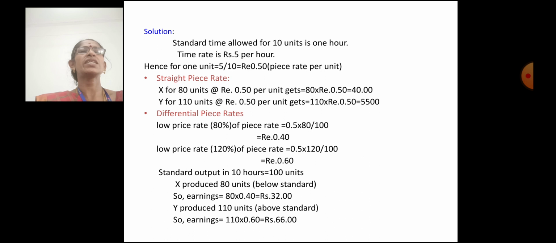High piece rate 120% of piece rate, 0.50 into 120 divided by 100, 0.60. Standard output in 10 hours equals 100 units. X produced 80 units below standard, earnings are ₹32. Y produced 110 units above standard, earnings are ₹66.